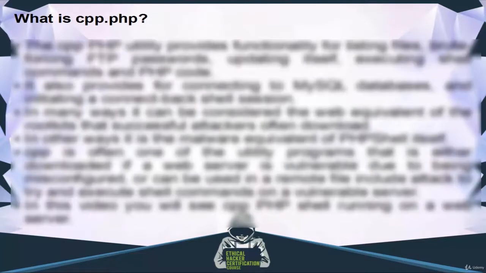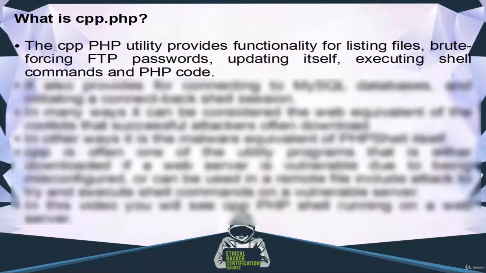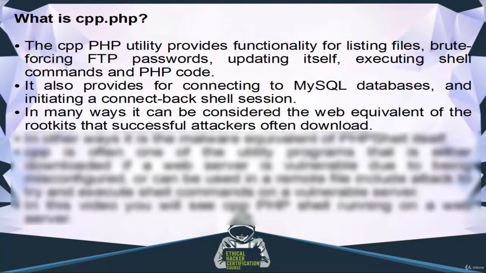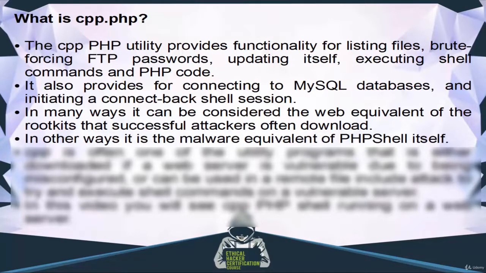What is cpp.php? The cpp.php utility provides functionality for listing files, brute forcing FTP passwords, updating itself, executing shell commands, and PHP code. It also provides for connecting to MySQL databases and initiating a connect back shell session. In many ways, it can be considered the web equivalent of the rootkits that successful attackers often download. In other ways, it is the malware equivalent of PHP shell itself.